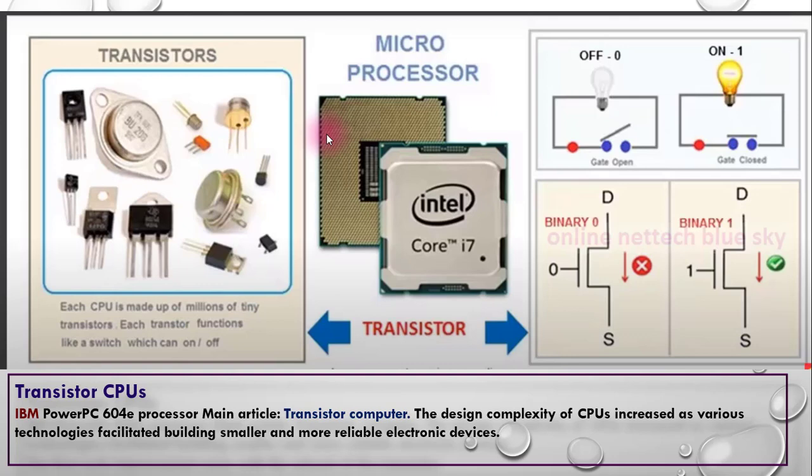The design complexity of CPUs increased as various technology facilities built smaller and more reliable electrical devices, like your pen drive, your CPU, your RAM, your motherboard, everything. Transistors are very powerful. There are many different types of transistors available, getting smaller and smaller. The first generation type of transistor was... no, sorry, this is the second generation.